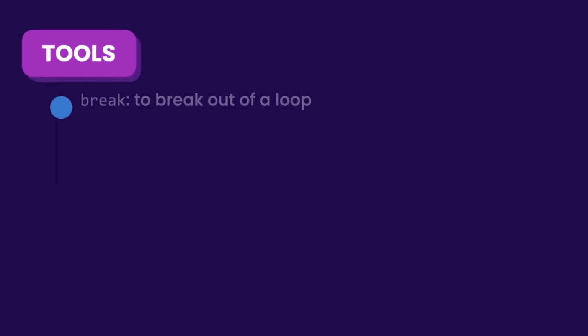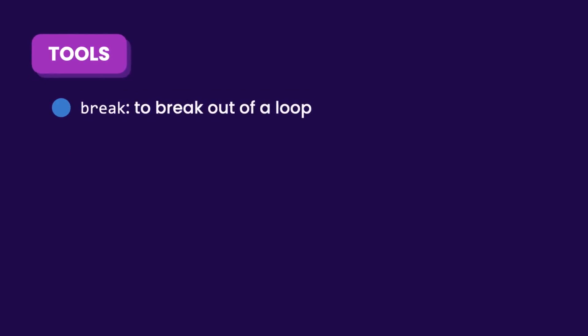Now, irrespective of what type of loop we use, there are 2 additional tools we have at our disposal. One of them is the break statement that we use for breaking out of a loop. The other is the continue statement that we use for skipping an iteration. Let's see this in action.